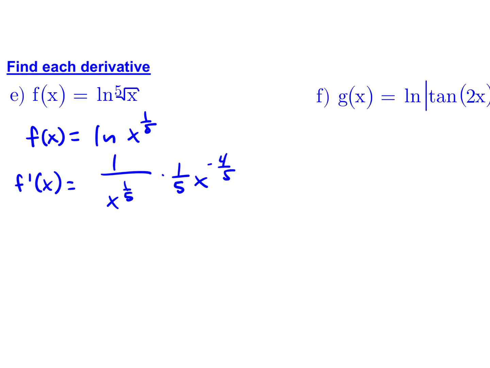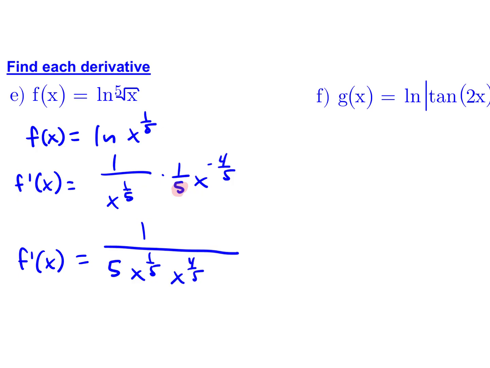Okay, so here's where I'm going to go with that. First of all, this 5 from the 1/5 can just go on the bottom, and the 1 stays on top. And then the other thing I'm going to do is move this down, so that becomes x to the 4/5. Well, fortunately for us, that cleans up kind of nicely.